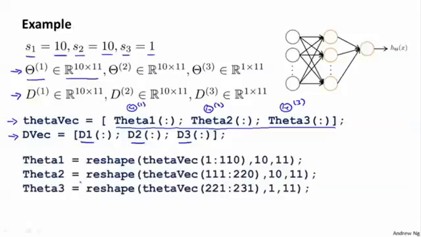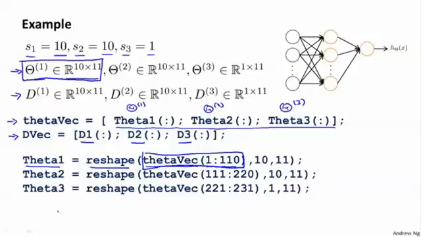And finally, if you want to go back from the vector representations to the matrix representations, what you do to get back theta 1, say, is take theta vec and pull out the first 110 elements. So theta 1 has 110 elements because it's a 10 by 11 matrix. Then you can use the reshape command to reshape this back into theta 1. And similarly, to get back theta 2, you pull out the next 110 elements and reshape it. And for theta 3, you pull out the final 11 elements and run reshape to get back theta 3.